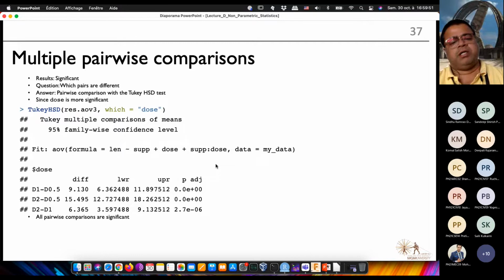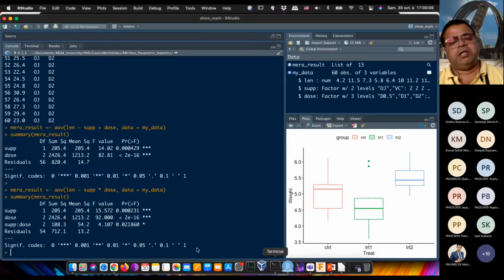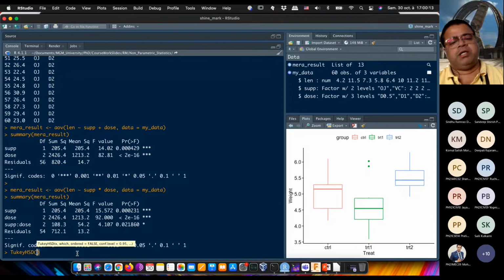And again, since the dose is more significant, I am going to do the multiple pairwise comparisons of the doses only. Okay, ये pairwise comparisons मैं supplement पर भी कर सकता हूँ. That is what I am going to do. So I am going to do this Tukey test. Okay, again Tukey test, HSD, and where to run it? On my result. If I run it, and after running it, what do I have to extract? Which one do I run it on?